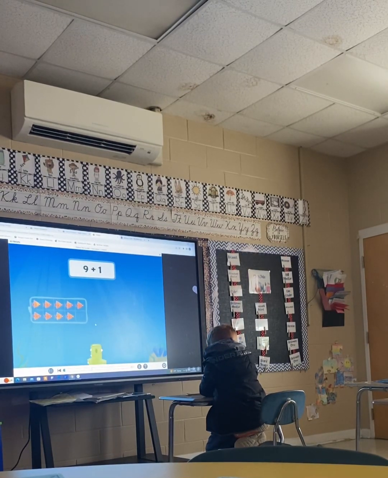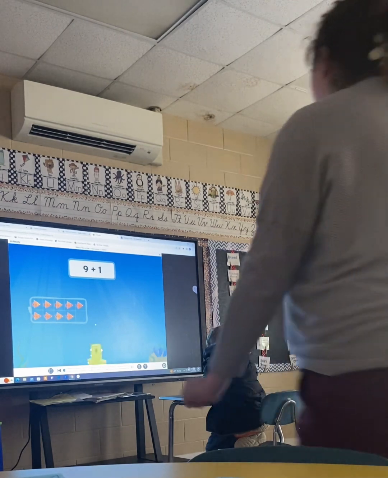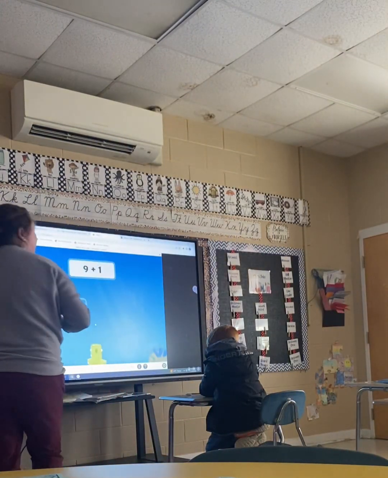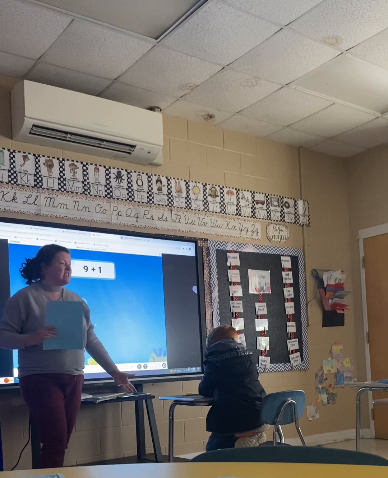Okay, so we're going to be talking about two different strategies today. And these strategies are going to help us solve number strings within 20.